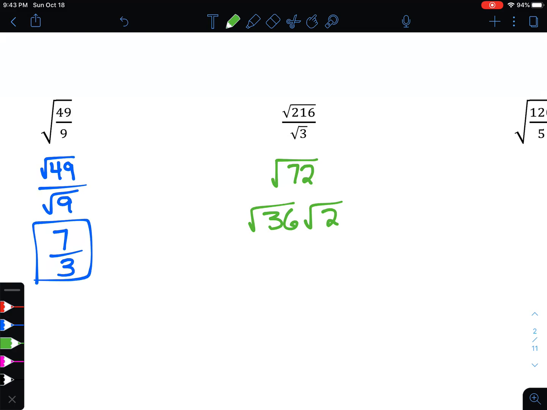In fact, if you take 36 and multiply by 2, you'll get 72. So we will just rewrite it as the square root of 36 multiplied with the square root of 2. Because then we can simplify the square root of 36 to be 6. And the square root of 2 we'll leave alone. And there's our final answer.